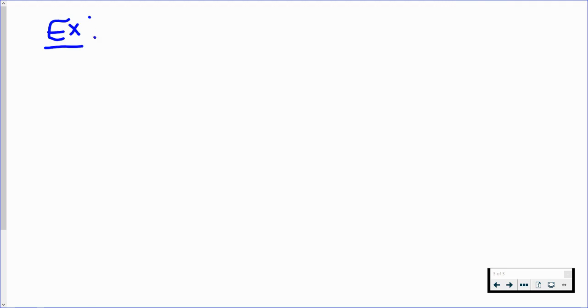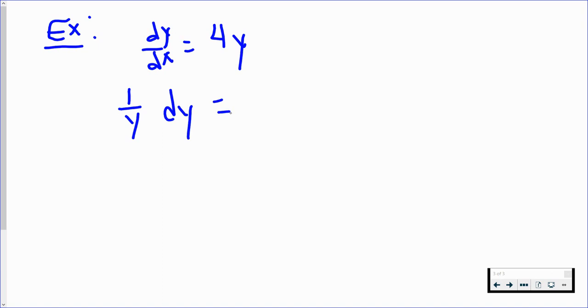This is one that looks very easy to begin with, but ends up being a little bit more complicated. Let's say we have dy dx equals 4y. Well, we don't even have an x in this equation. We need to move the y over, so we need to divide by y. So we could say 1 over y dy equals 4, and then multiply by dx, put it on this side, so 4 dx. Now we've separated, and we can take our integrals.